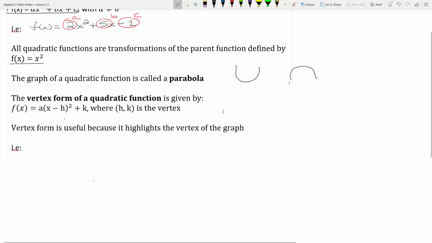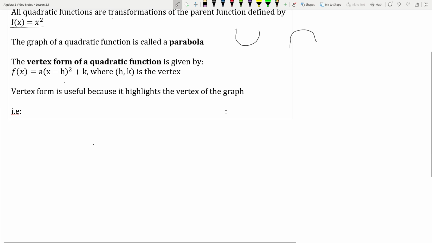The vertex form of a quadratic function is given by f of x equals a times x minus h squared plus k, where h, k is the vertex. The vertex form is useful because it highlights the vertex of the graph. This is why it's called vertex form, because it allows you to identify the vertex directly from the equation.